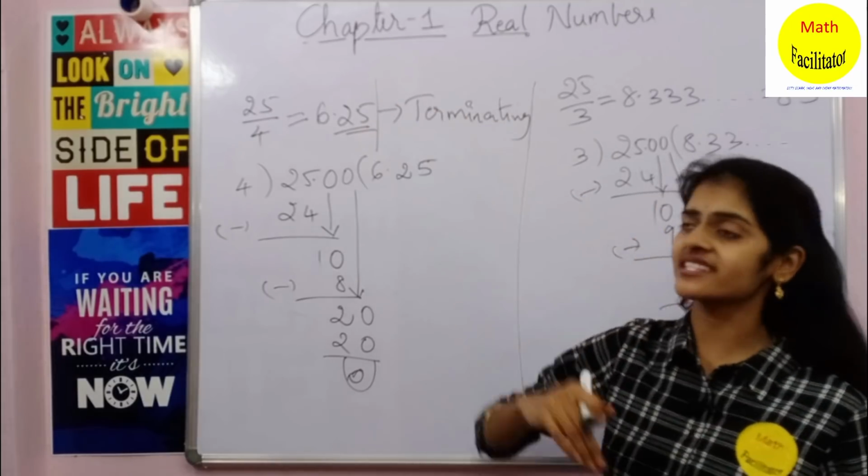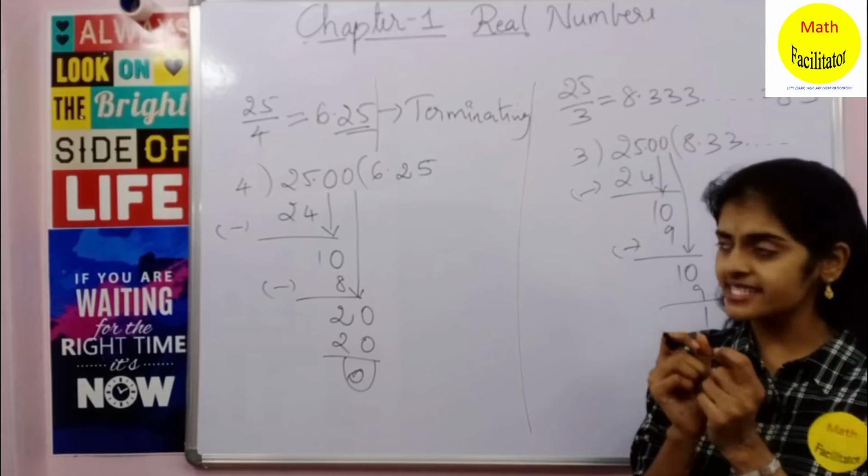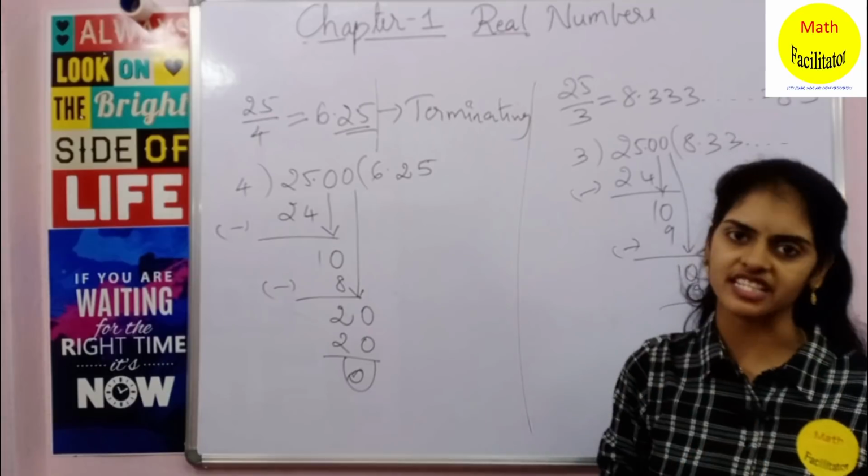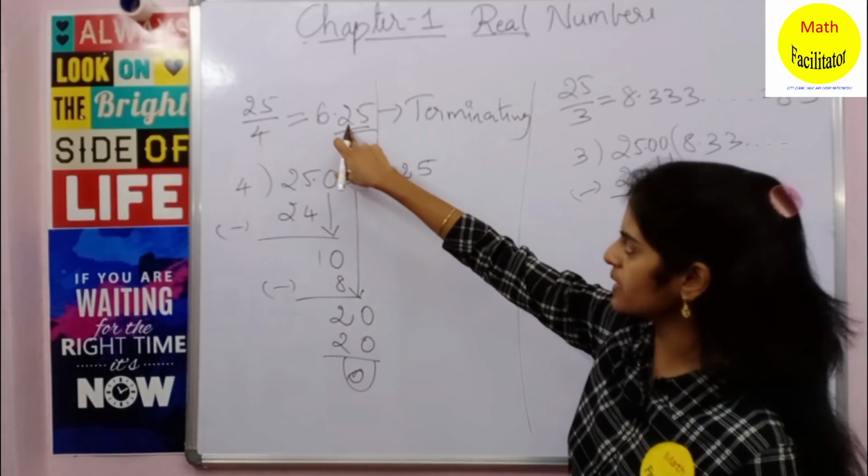So this is called terminating decimal. There is fixed number of decimal places here. Yes, you can count. There are finite number of decimal places. In this case, there are 2 places, 1 and 2.